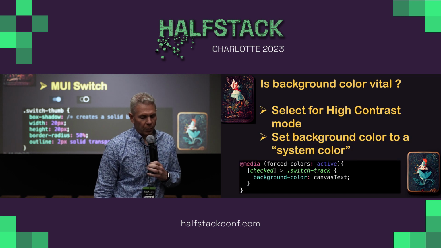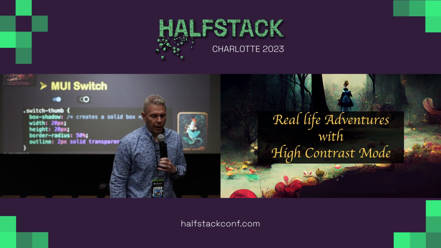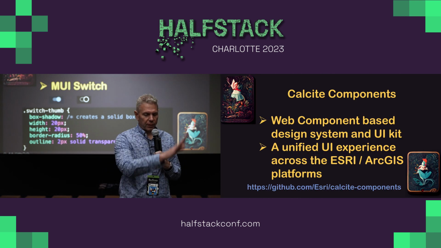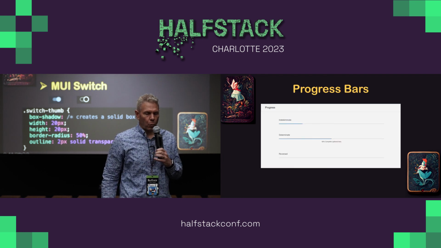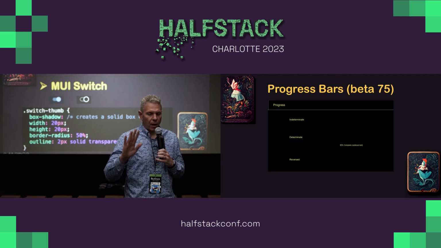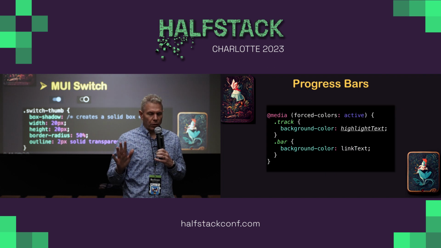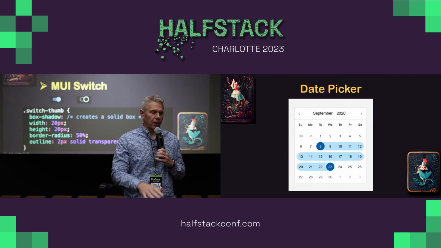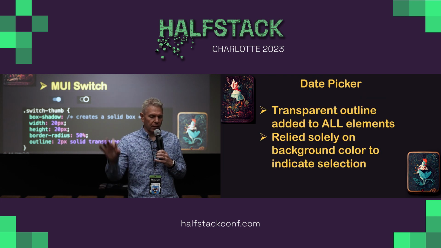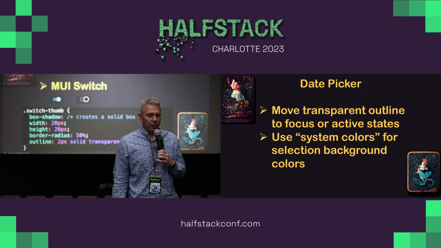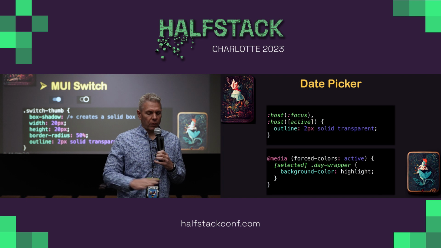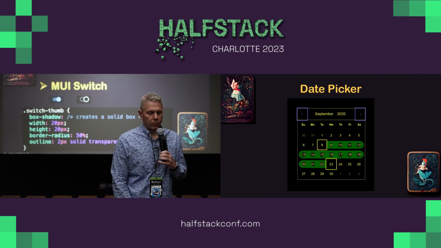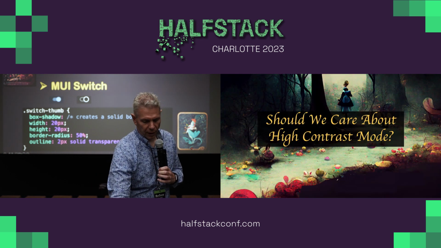And here we've got the Material UI switch. And on the left is the one that normal people see. On the right is what you would get if you put a solid transparent outline on it. You suddenly see the thumb and the track, and before there was nothing there at all. So that's how they could fix that in that library.